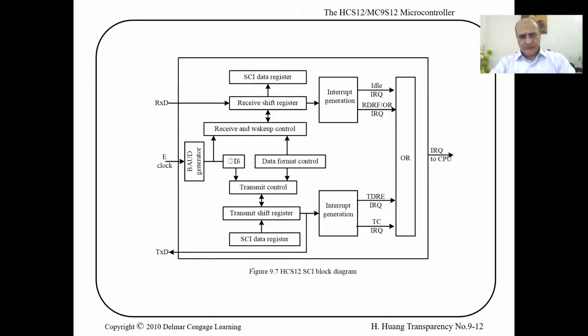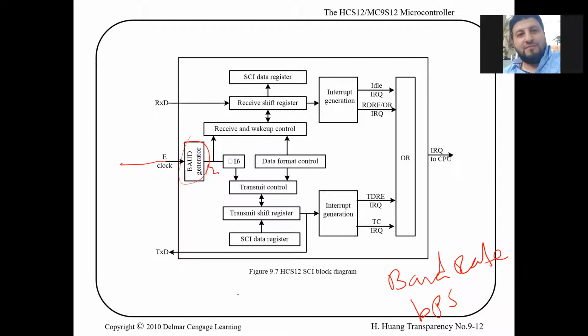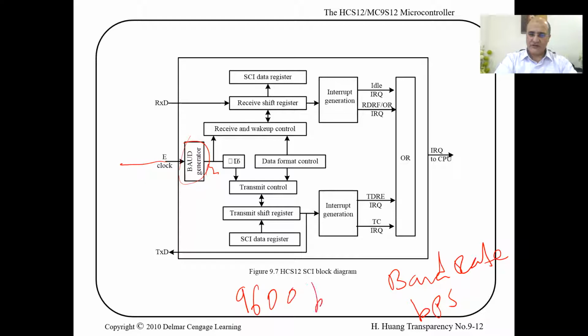This is the logic diagram. So the upper part here, we have an e-clock that comes from the system, and a baud rate generator that generates the baud rate. What is a baud rate, we said? Baud rate is the bits per second. If I'm sending 9,600 bits per second, we can say this is our baud rate, okay? 1 kilohertz baud rate, yani 1,000 bits per second.